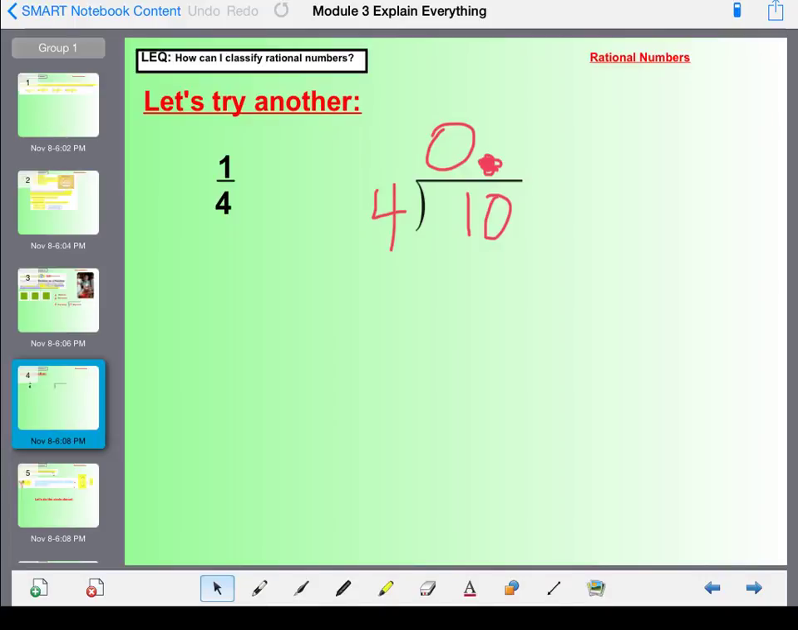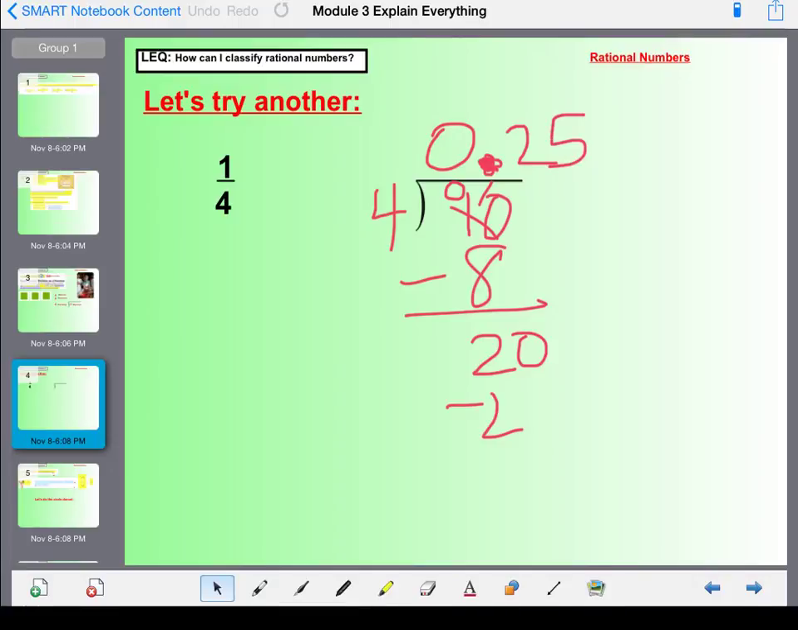4 goes into 10 2 times. 4 times 2 is 8. We take 8 from 10, and that gives us 2. And we continue adding zeros. 4 goes into 20 5 whole times. And so we see that this is going to give us a terminating decimal of 25 hundredths, which makes a lot of sense to me because I know that 1/4 is equal to 25 hundredths or 25 cents.